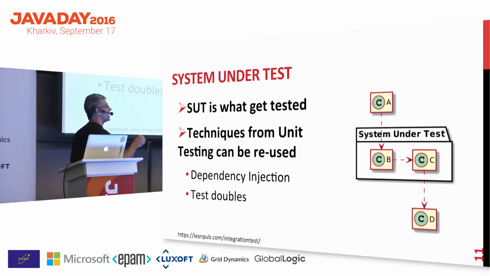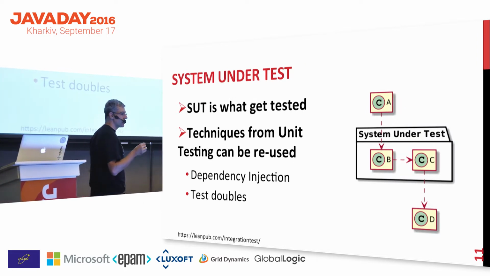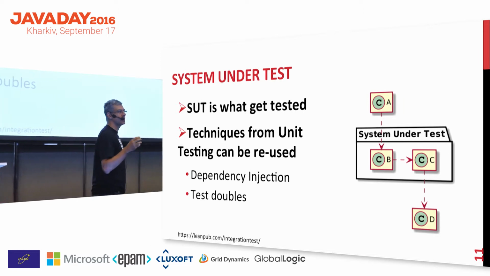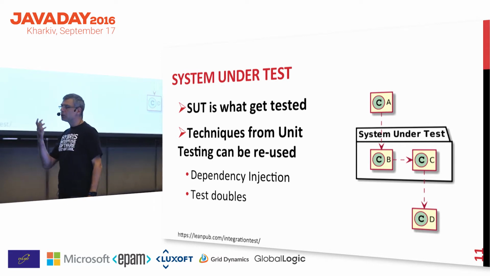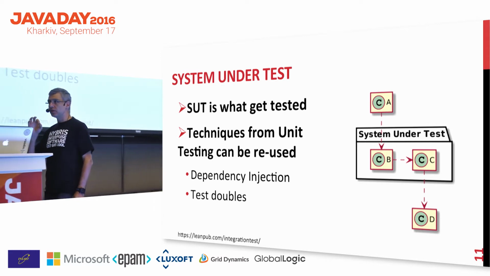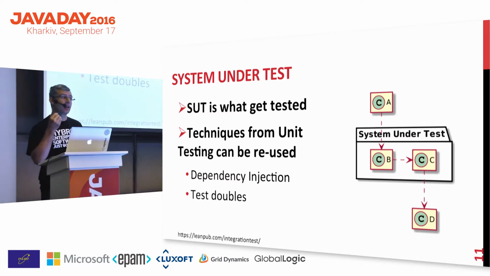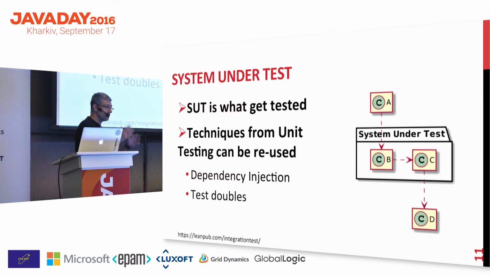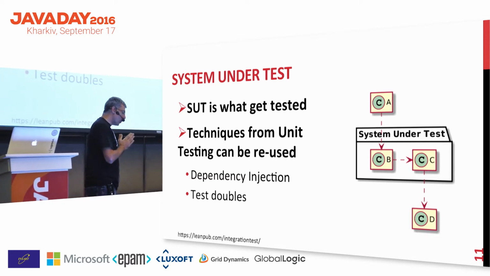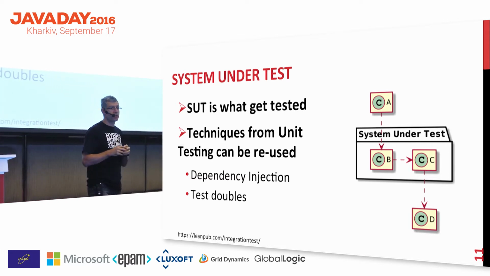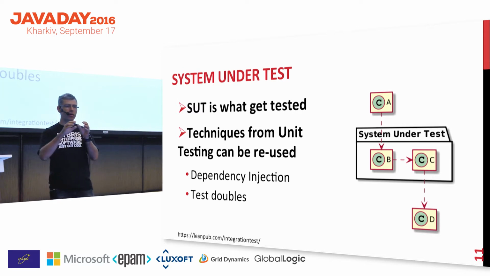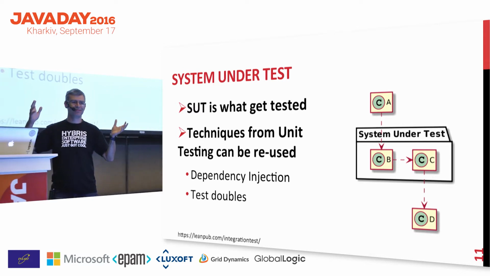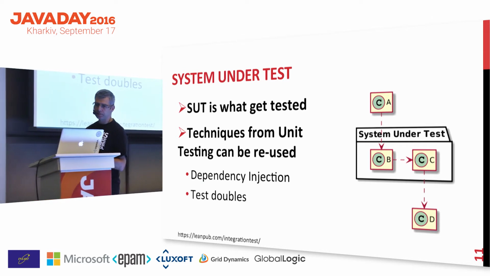A new concept that appears when you do integration testing is the concept of the system under test. So what gets tested? When you do unit testing, the scope, the system under test, is a class. So there is no discussion. When you do integration testing, you can test the collaboration of two classes. So it's a very limited system under test. Or you can test the whole software. And then the scope is very big.